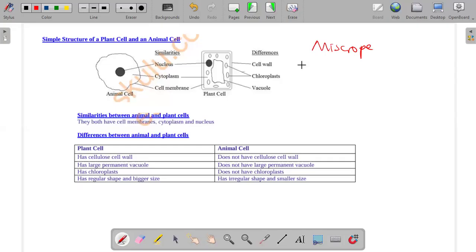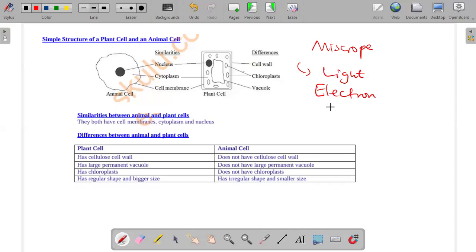There are two types of microscopes that we usually use when it comes to viewing the cell. The first one is the light microscope. For simple, basic structures, we use the light microscope. Then we also have the electron microscope. For a more detailed or ultra structure, we use this electron microscope.